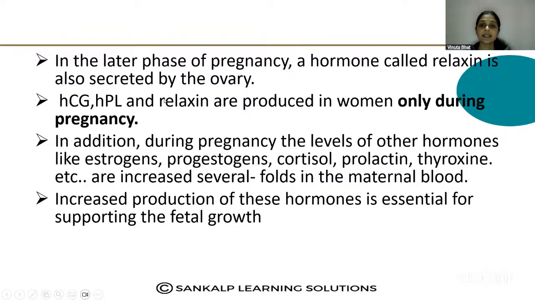Then in the later phase of pregnancy, the hormone called relaxin is secreted by the ovary. Relaxin is produced in women only during pregnancy. This HCG, HPL, and relaxin are produced only during pregnancy, not at other times. And other hormones like estrogen, progestogens, cortisol, prolactin, and thyroxine also increase several-fold in the maternal blood, which also helps the growth of the fetus.